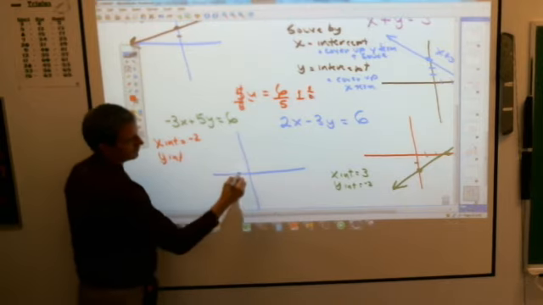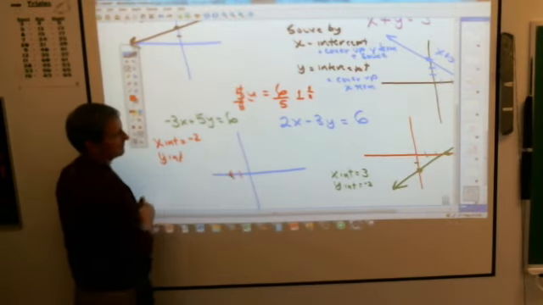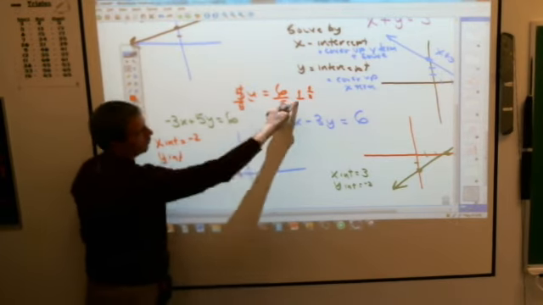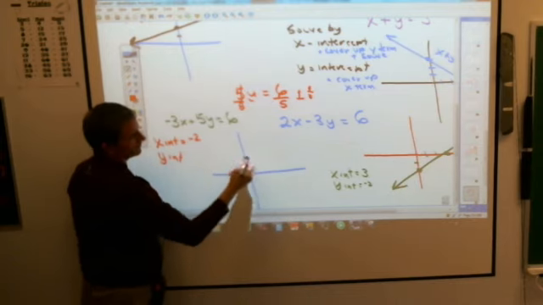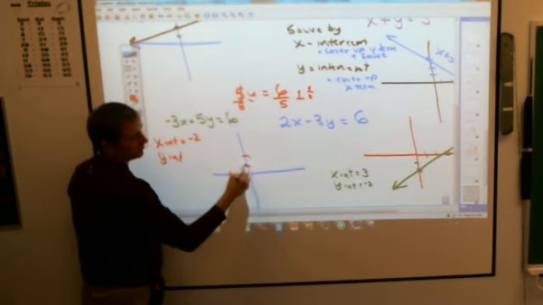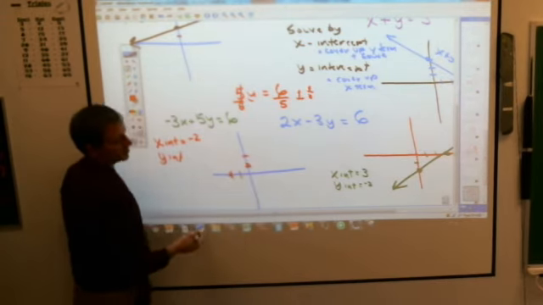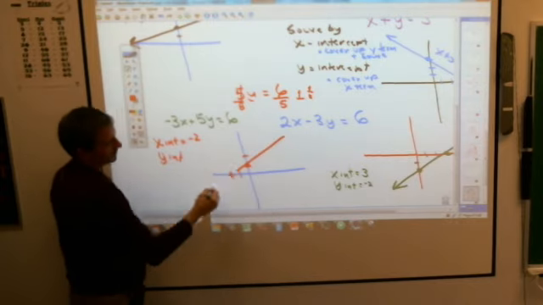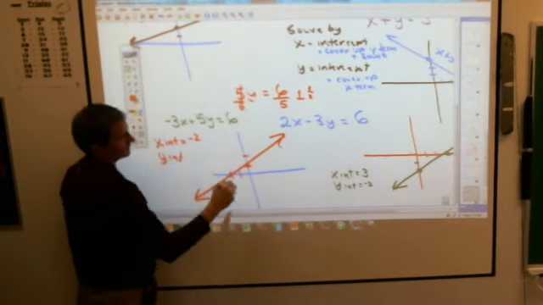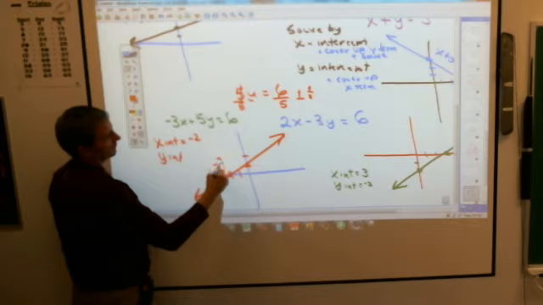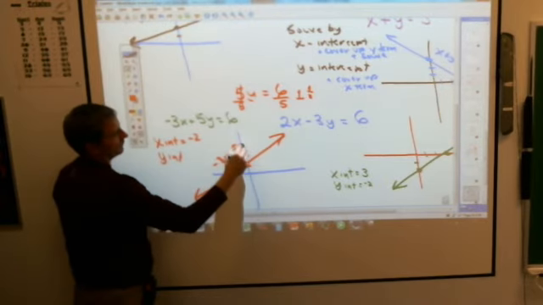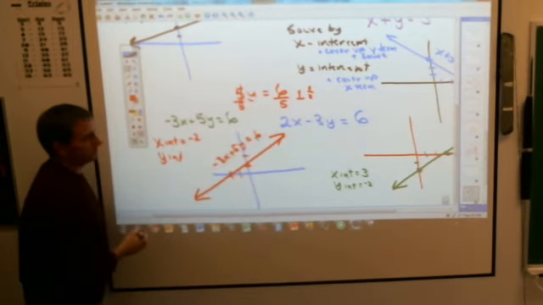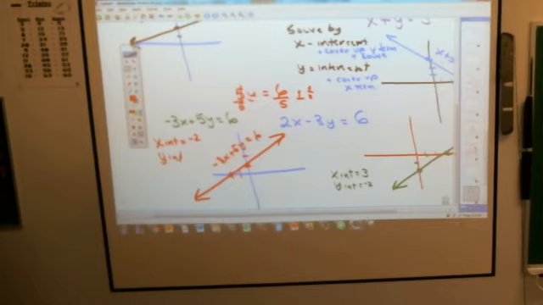X is negative 2, y is 1 1/5. So here's 1, here's 2, 1 1/5 is just a little bit above that. You can just put it there and call it close as being good enough. So there is your negative 3x plus 5y equals 6. Everybody? And then we probably have to go over this one more time because everybody forgets this.